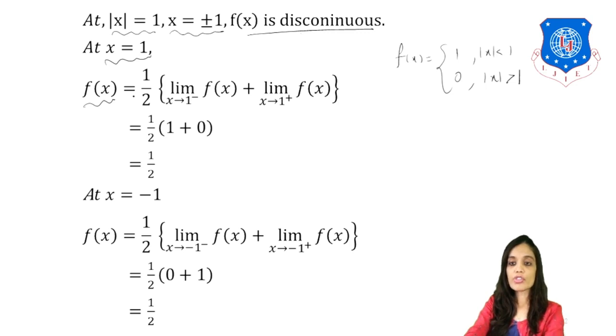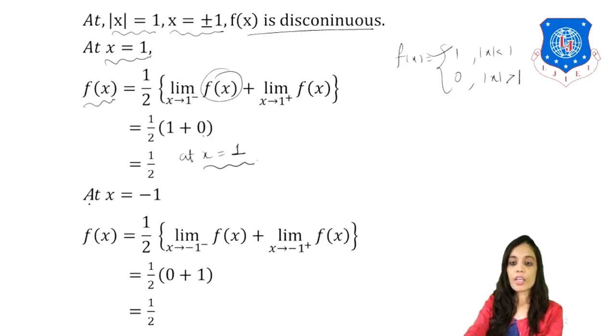So it will be equal to half times the limit x tends to 1 minus f(x) plus the limit x tends to 1 plus f(x), right? So you can see this value will be 1 from the function and this value will be 0. So the final value of f(x) will be equal to half at x equals 1.